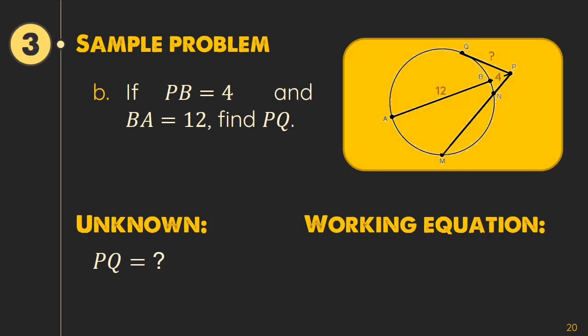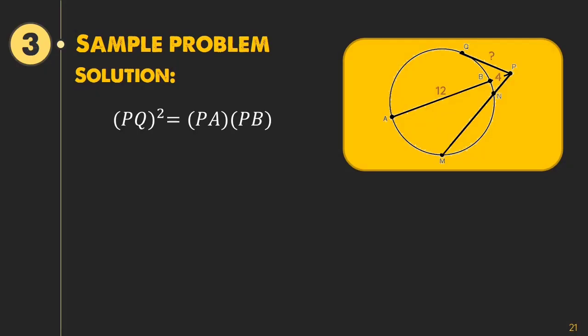For problem 3b, we will be applying the tangent secant segments power theorem, which will lead us to the working equation PQ squared is equal to PA times PB. Since the length of segment PA is not given on the problem, the working equation will further become PQ squared is equal to the quantity of PB plus BA times PB. That is because segment PA is composed of segment PB and segment BA, which are both given on the problem.